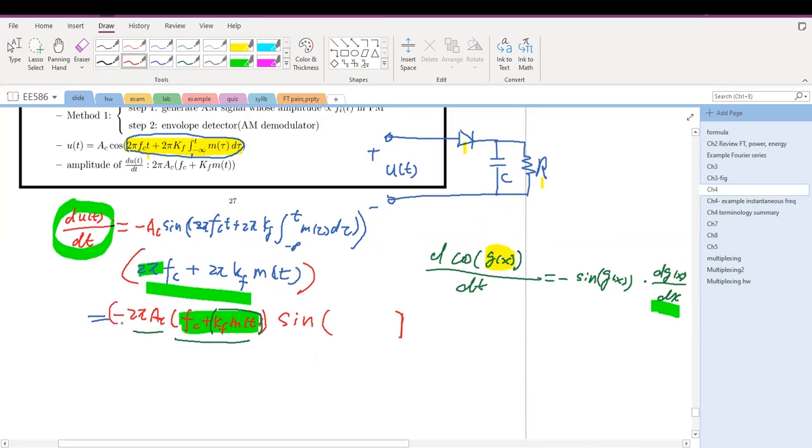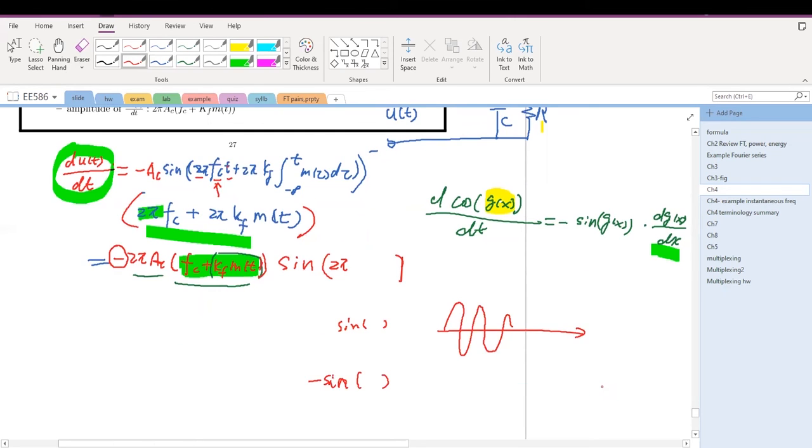Now, what about this minus sign here? It actually doesn't matter, because this is a 2 pi fc t. This is a high frequency with fc. fc is the carrier. Remember, this is the input of the demodulator, the envelope detector. So if I have a sine signal like this with a minus sign, everything just reverses.